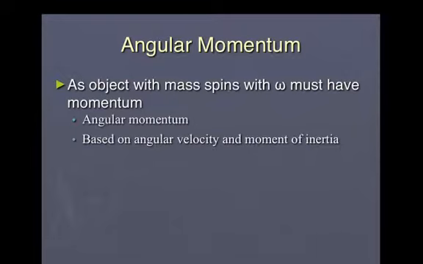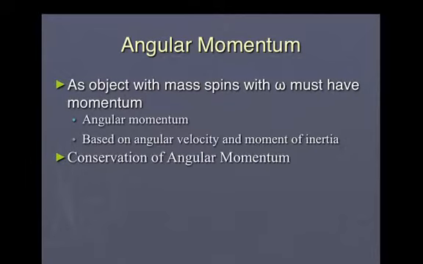So your angular momentum is actually the product of your moment of inertia and your angular velocity. That's how it's done. Linear momentum was mass times linear velocity. Angular momentum is moment of inertia times angular velocity. Again, I'm not really going to get into any math with this one today.